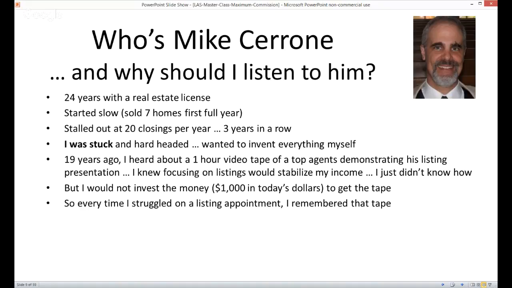Then every time I struggled on a listing appointment, which was a lot, I didn't get most of them, I remembered that tape and I kept thinking, geez, if I just knew what the top agents were doing, maybe I could figure this thing out too. They must be doing something special. And by the way, they kind of were. But I just had a feeling if I knew what it was, I could make it work for me.